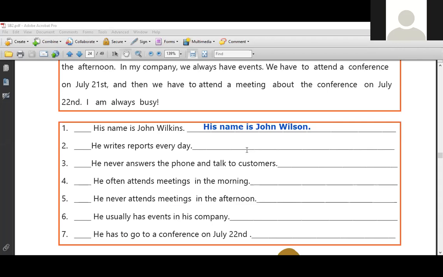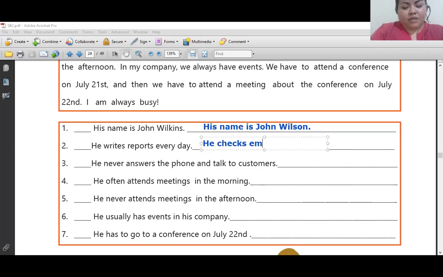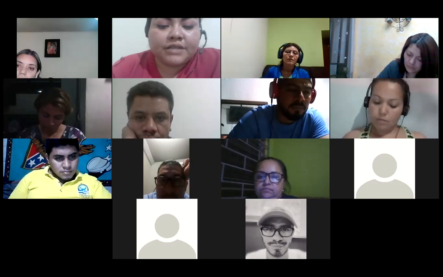Every day I check emails. Okay. So he doesn't check reports? He checks emails every day. Very good. We have the answer. And that's what you're going to do with the others. Van a ver si son respuestas correctas o incorrectas. And we're going to put next to it, if it's incorrect, the correct form. Now we know that his name is John Wilson, not Wilkins. He writes reports every day, no. He checks emails every day. Right? Now, we're going to stop here. We're going to continue with that exercise tomorrow.